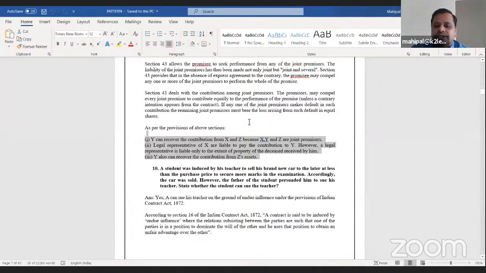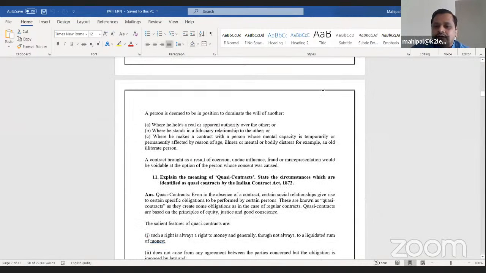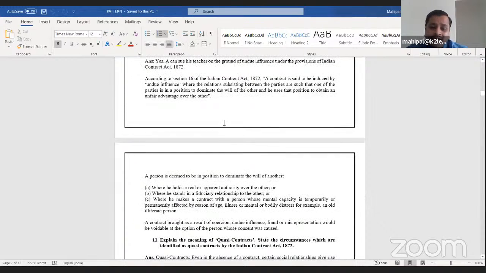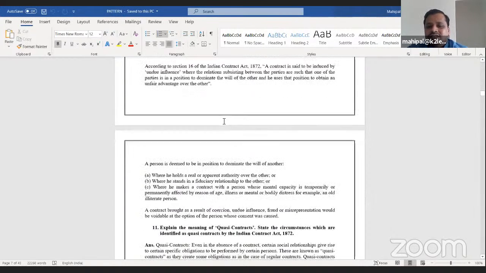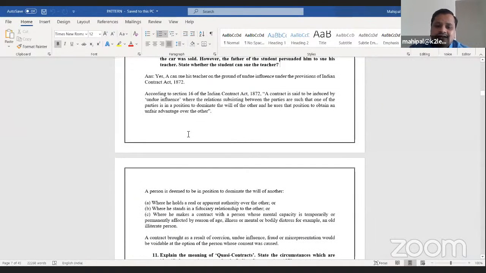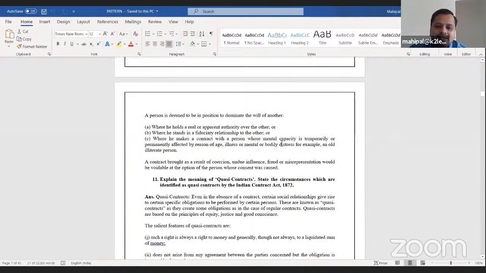Next, undue influence के ऊपर क्वेश्चन है. A student was induced by his teacher to sell his brand new car to the latter at a lesser price than that at which it was purchased, to secure more marks in the examination. Accordingly, the car was sold. However, the father of the student pressed him to sue the teacher. State whether the student can sue the teacher. Yes, because he was in a position to dominate the will and he has dominated the will. Look at this. This is a 4-mark question. So they have given the basic provision of undue influence, the answer, and then they told since there was a domination of will, hence it is applicable. Clear?